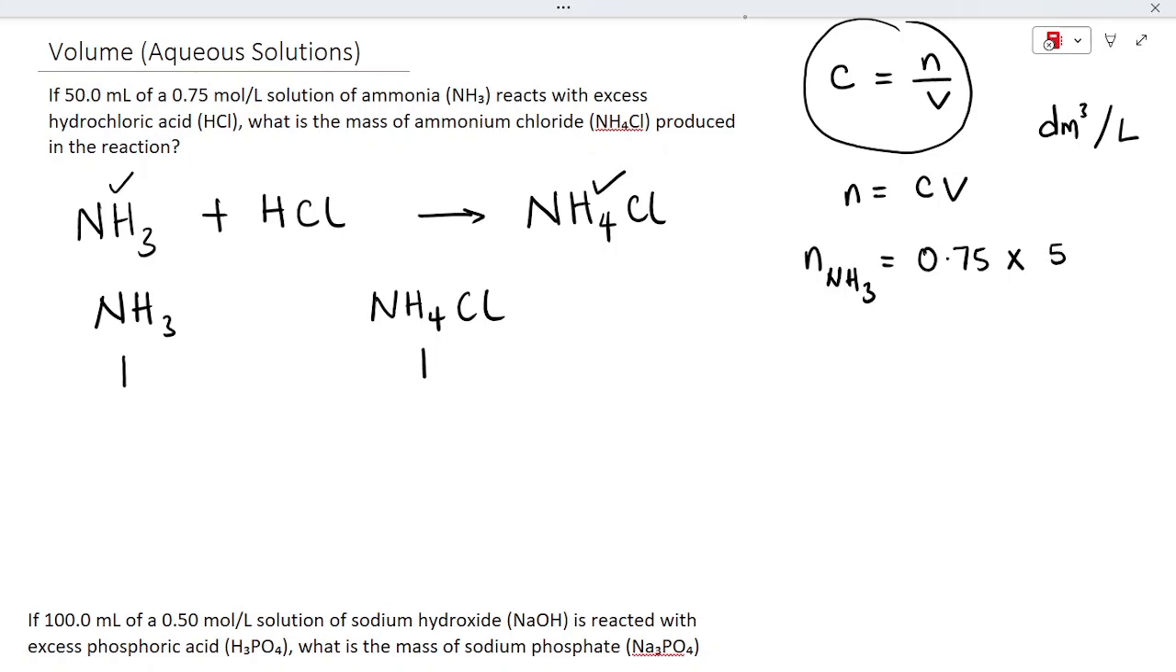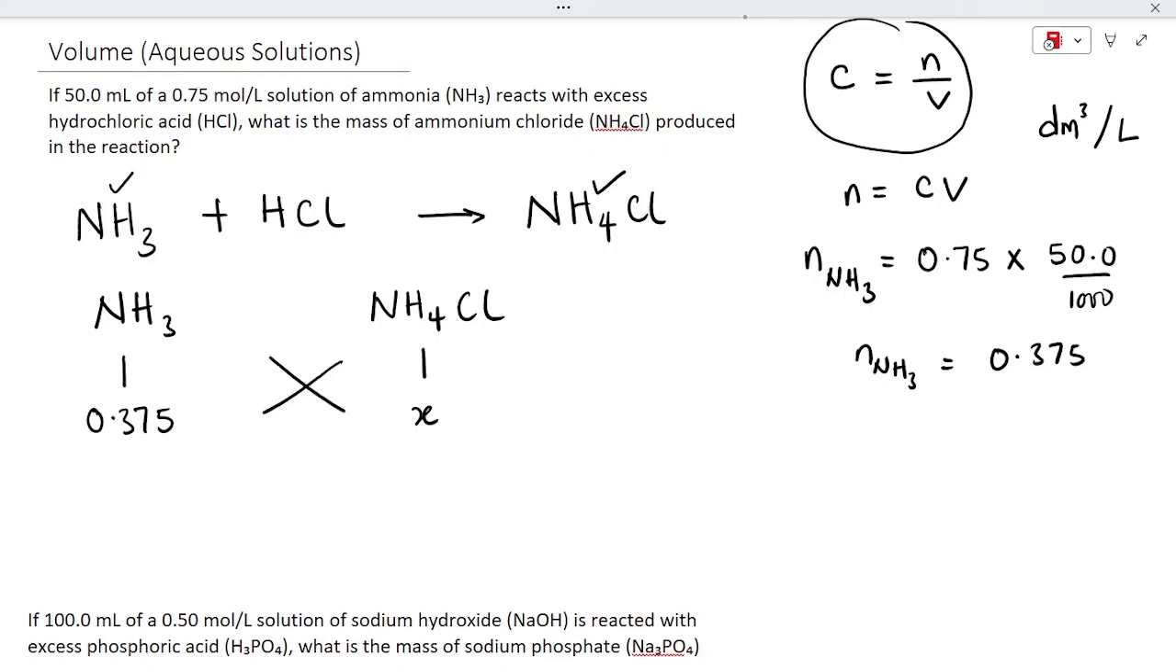So that will be 50.0 divided by 1000. So our answer simply becomes 0.375. So according to the question, what you are given is actually 0.375 moles of ammonia. So our work becomes very easy. 1 mole of ammonia produced 1 mole of ammonium chloride. So therefore 0.375 moles of ammonia will produce X of ammonium chloride.